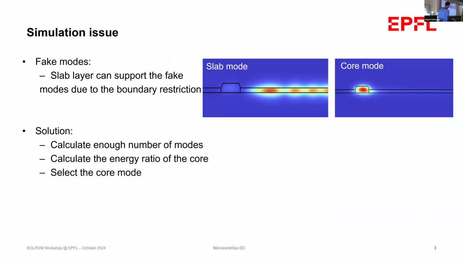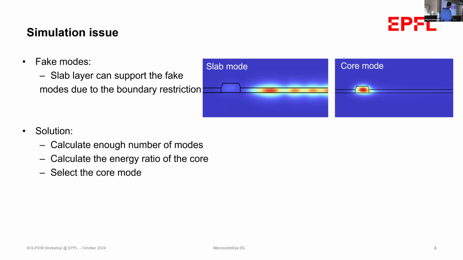Then what will happen if we simulate the binding loss with the slab layer? Then we will get these two modes. When the user asks how to find the correct mode, like a core mode, someone proposed we can check the effective index. But actually for this slab mode, you see almost all the energy, all the mode area is confined in the slab layer. So these two modes have very similar effective index. So you cannot distinguish these two modes by the effective index.